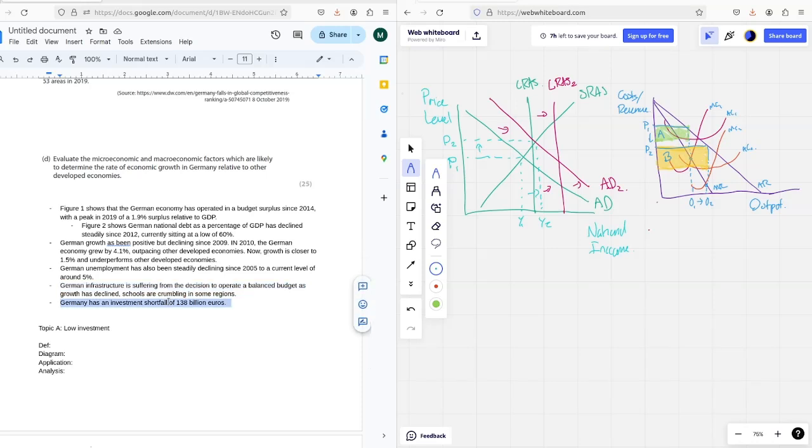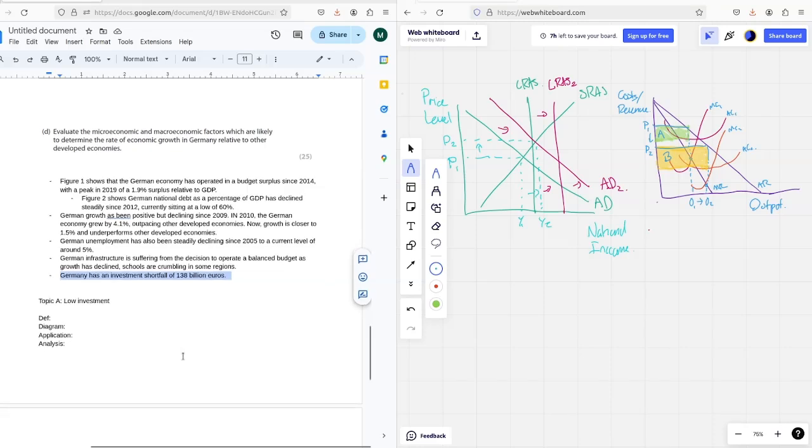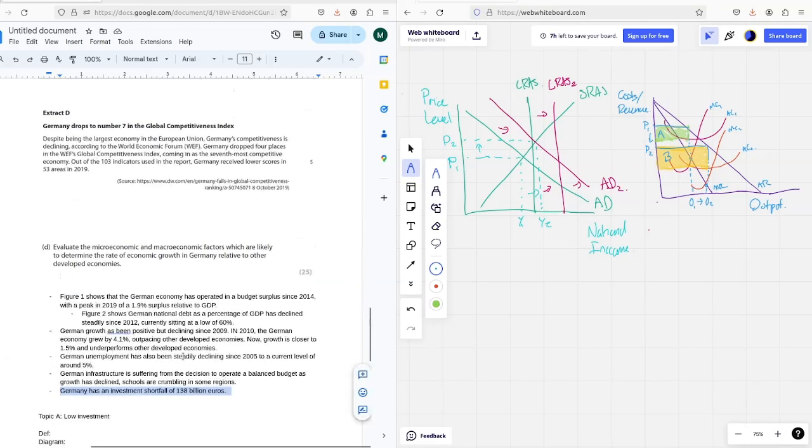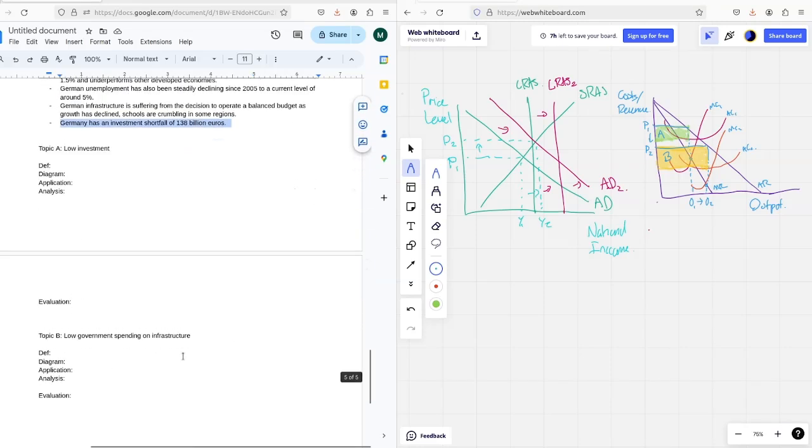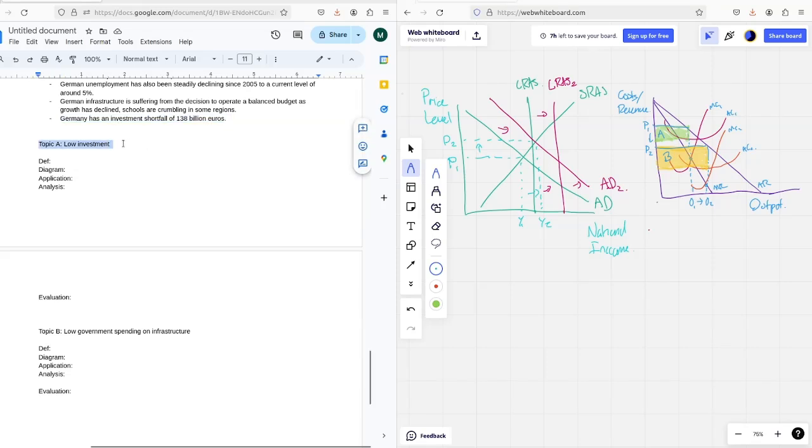We've also got that German infrastructure is suffering from the decision to operate a balanced budget as growth has declined. Schools are crumbling in some regions, and Germany has an investment shortfall of 138 billion euros. So in terms of the two arguments I'm going to make, I'm going to focus on those two things. I'm going to focus on the investment shortfall in topic A, and I'm going to talk about low government spending on infrastructure in topic B. And so I'm just going to copy that in immediately as context for both of those. So I'm going to reference that in the application.